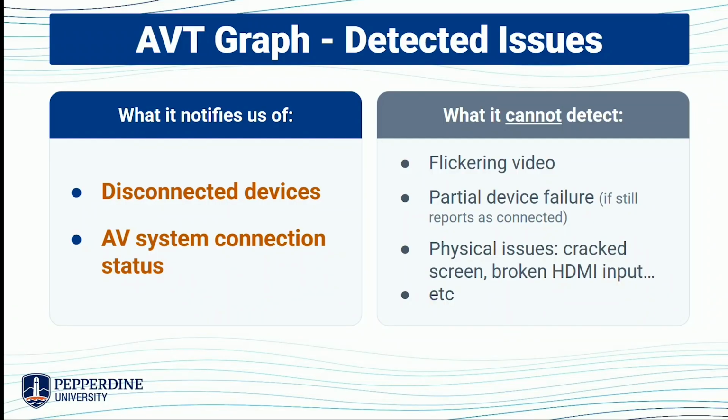And then the issue I'm going into here is that it cannot detect every single issue. It's mostly just connection issues. So let's say there was a projector that had a flickering video or something along those lines, like an intermittent issue, but the device is still reporting as connected. In those circumstances, we still are relying on word of mouth to be alerted of those rooms.